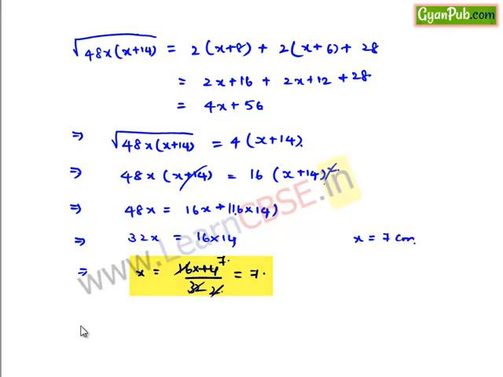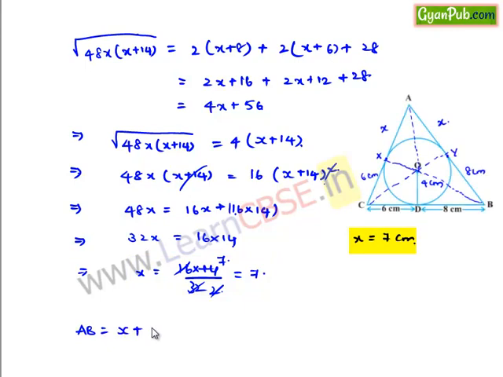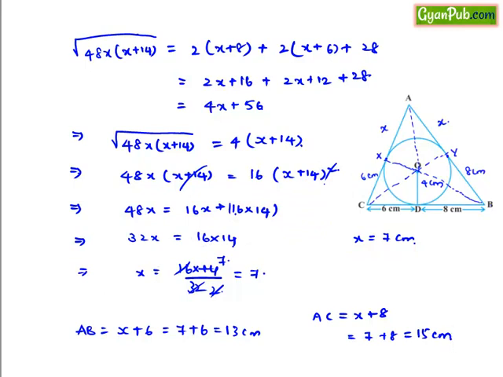He asked us to find the lengths of AB and AC. So AB is equal to x plus 6 centimeters, that is equal to 7 plus 6, which is 13 centimeters, and AC is equal to x plus 8, that is equal to 7 centimeters plus 8 centimeters, which is 15 centimeters.